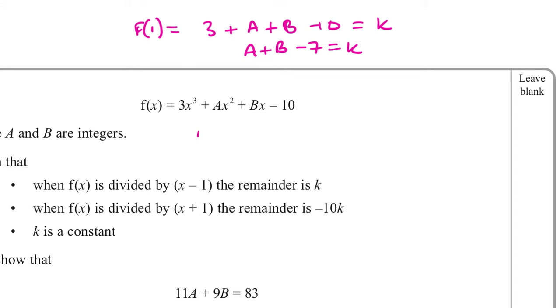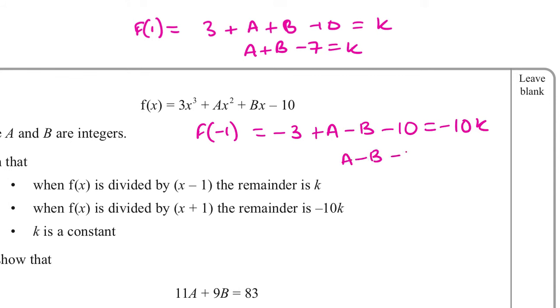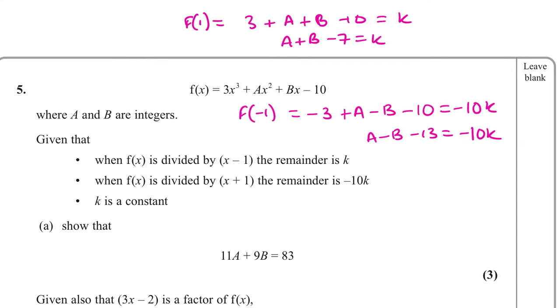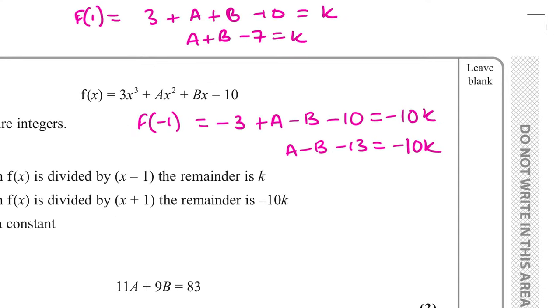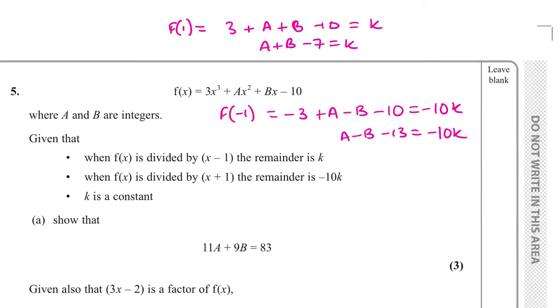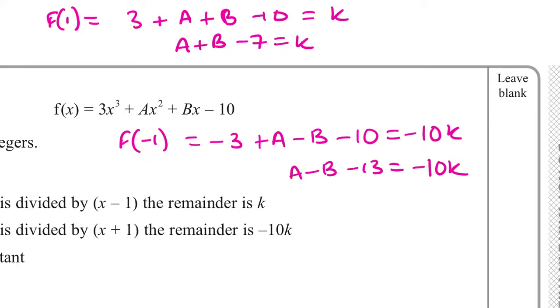So what do I sub in? Negative 1. f of negative 1 equals negative 3 plus a minus b minus 10 equals negative k. So I'm going to get a minus b minus 13 equals negative k. k is a constant. Show that 11a plus 9b equals 83. Yeah, so k is a constant.